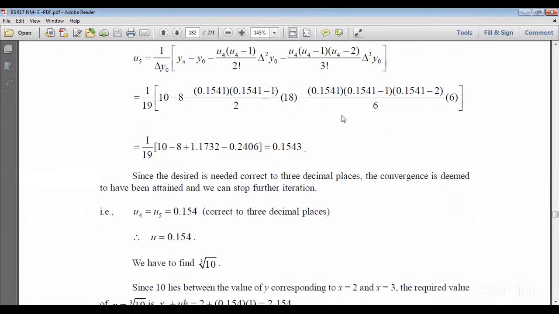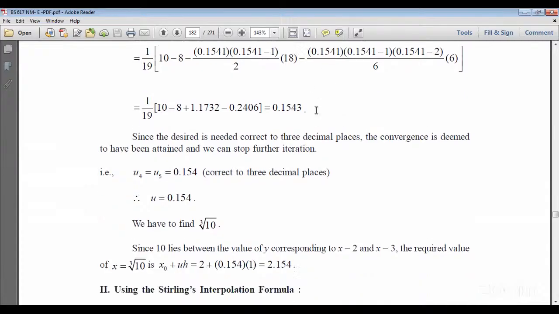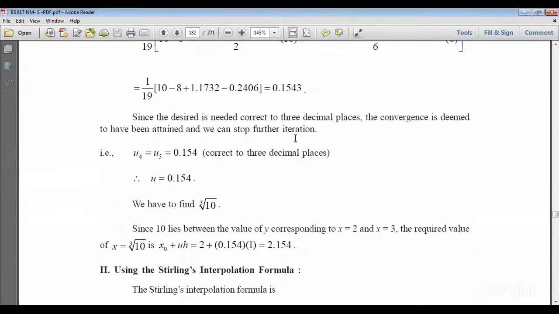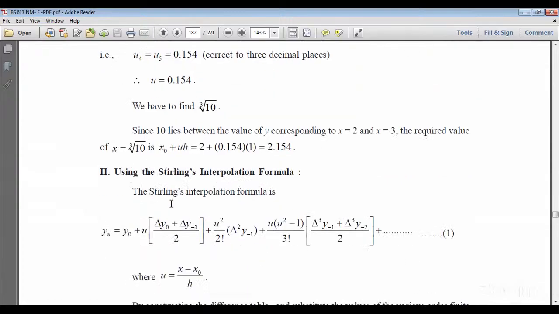Since the desired result is correct to three decimal places, the convergence is deemed to have been attained, and we can stop further iteration. We are taking u4, u5 equal to 0.154. Substituting this value in the cube root of 10, x naught plus uh, that is 2 plus 0.154, which is 2.154. Then, for another formula, we are using Stirling's interpolation formula.